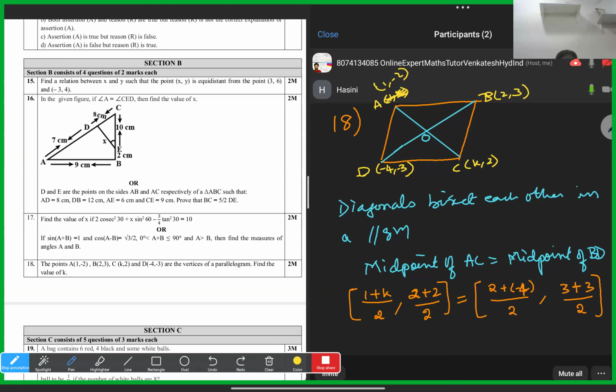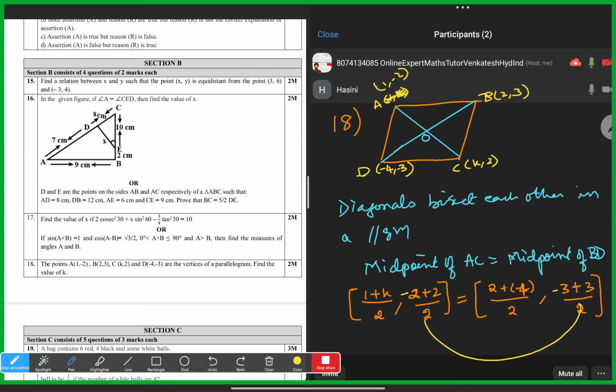So now what I am checking, Hasni, is that both of these should come the same. So minus 2 plus 2 is 0 by 2, 0, Hasni. Minus 3 plus 3 is 0 by 2, 0. So there is no use anyway with the y coordinates, because K is with x.